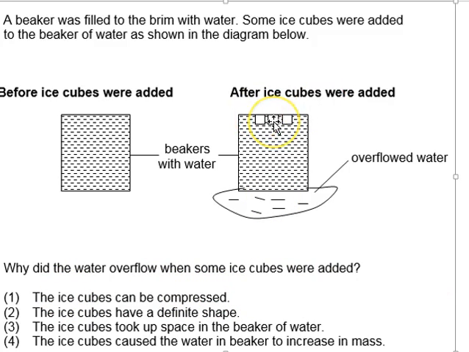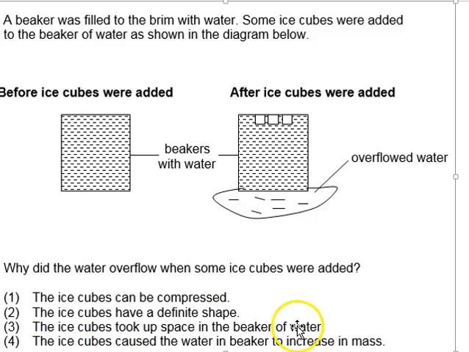We know that an ice cube is a solid, so you might want to think about option one, right? We know ice cube is a solid. Ice cube has a definite volume. It cannot be compressed. Option two: ice cubes have a definite shape. That is true. Ice cube is a solid. It has a definite shape. Ice is the solid form of water. Because it's a solid, it has a definite shape, right? But is that the reason why the water overflowed? That is for you to think. That might not be the reason why the water overflowed.